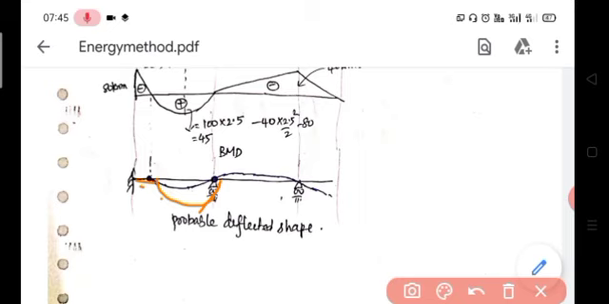Then the BC portion is subjected to hogging moment, so therefore a hogging curve. Then CD also hogging moment. Okay, like this. So this is our probable deflected shape. The probable deflected shape is mainly based on the bending moment diagram. Okay, mainly based on the bending moment diagram.